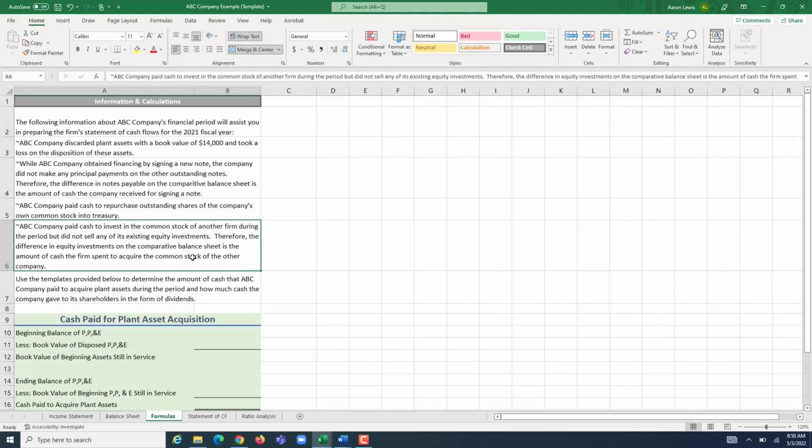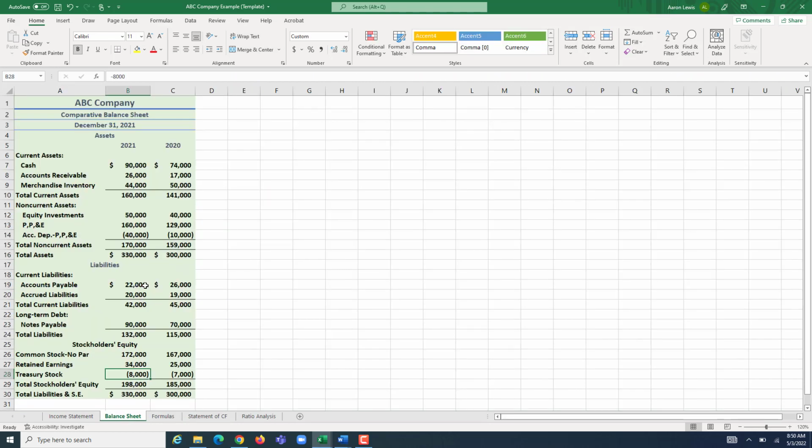They paid cash to invest in the common stock of another firm during the period, and they did not sell any existing equity assets, which means the amount of cash that they paid out for the purchase of these investments must be the difference between what they're reporting as equity investments on their last 2 balance sheets. So we go there and find equity investments were $40,000. It went up to $50,000. If they didn't sell any existing stock, which they did not, that means they had to have paid $10,000 in cash to buy that additional $10,000 of equity investments.